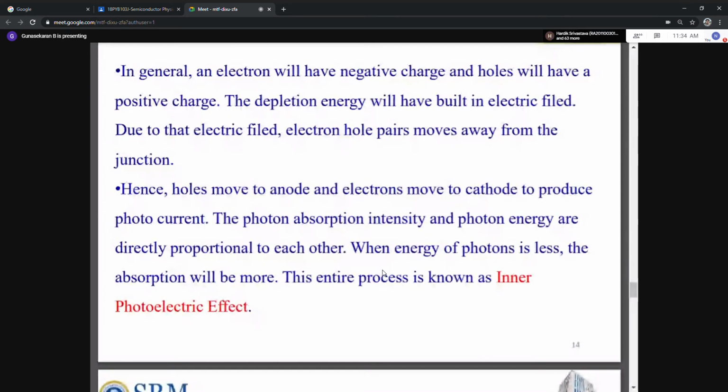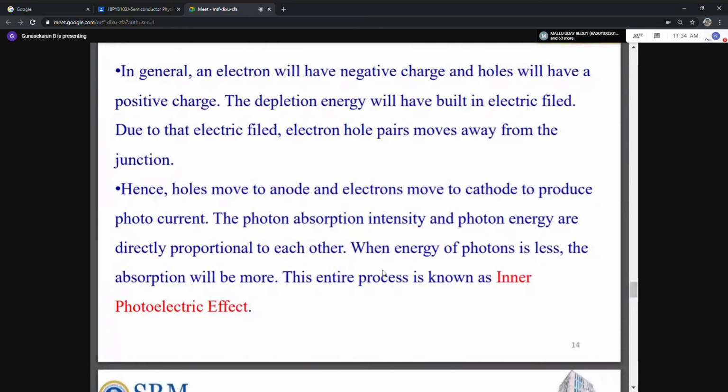And the photon absorption intensity and the photon energy are directly proportional to each other. If the energy of photons is less, the absorption will be more. And the entire process happens where? Inside the depletion region. You say that is the inner photoelectric effect. I think you know the meaning of photoelectric effect.